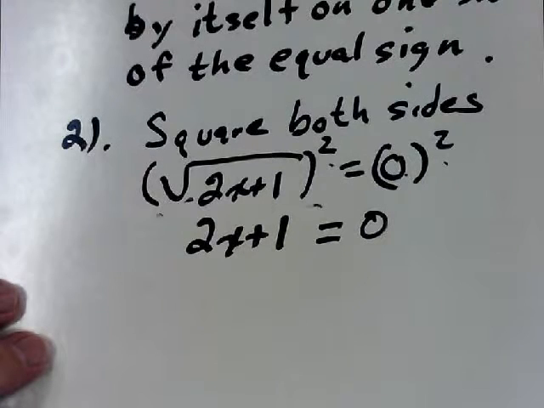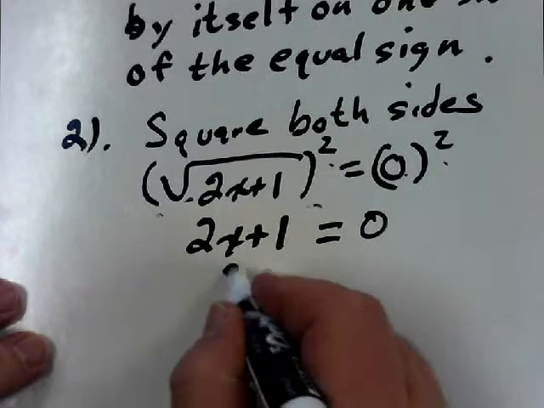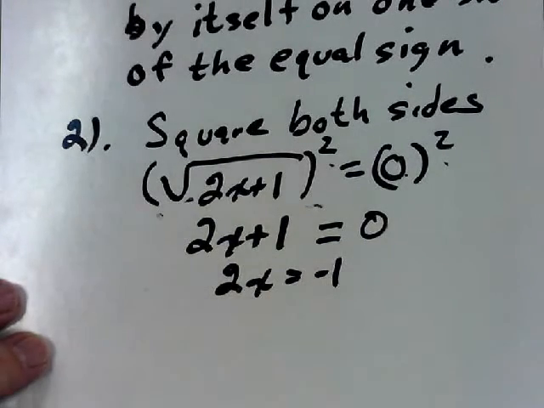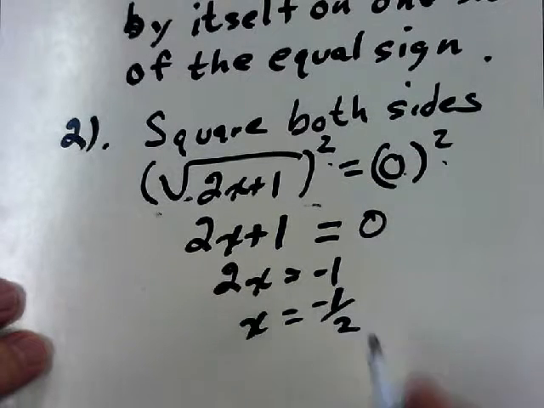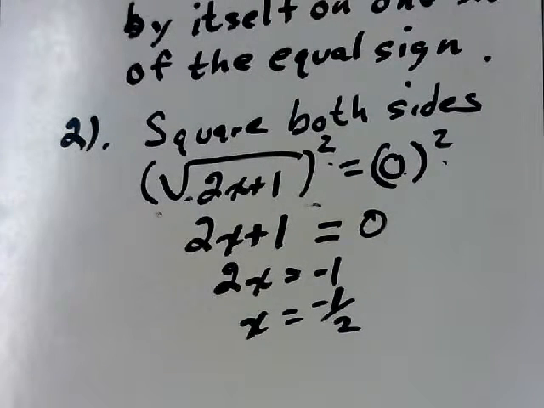Can I solve this for x now? Take 1 to the other side by subtraction, and then divide by 2 and get x equals -1/2. Okay.